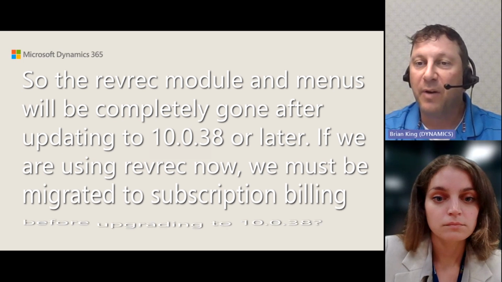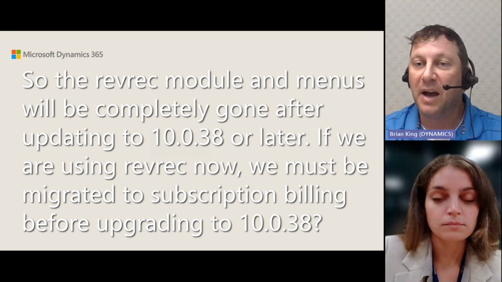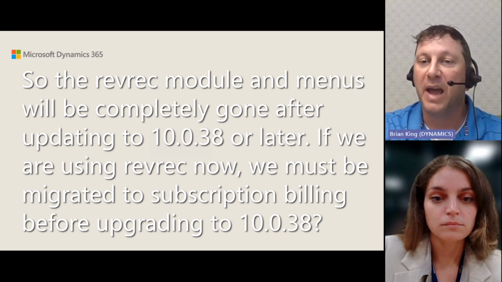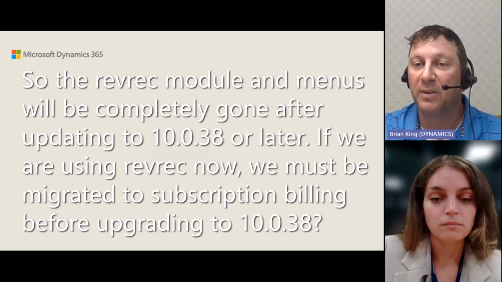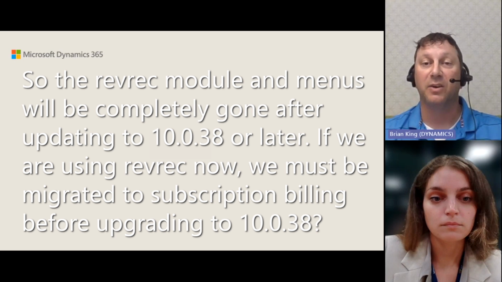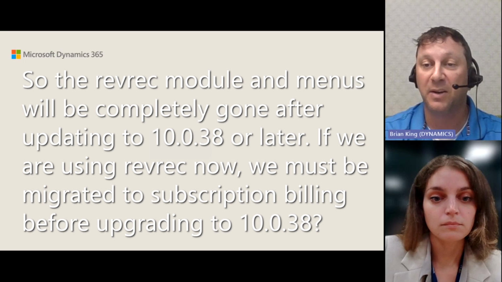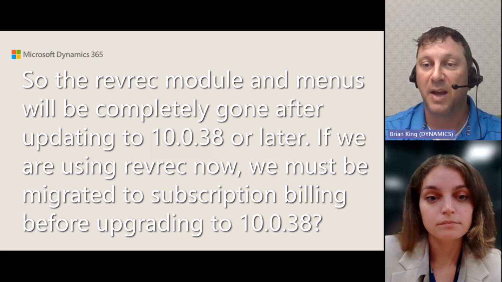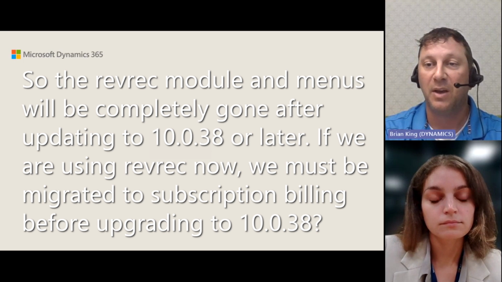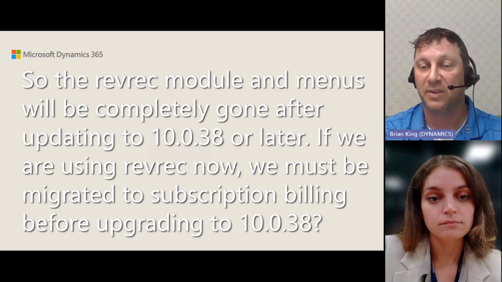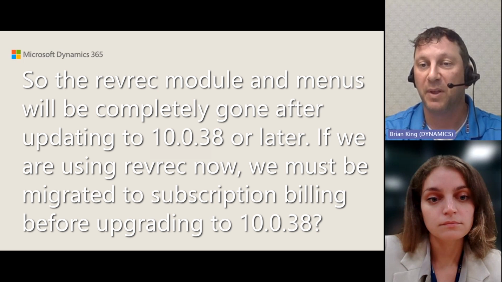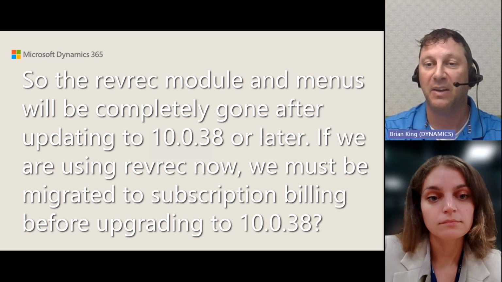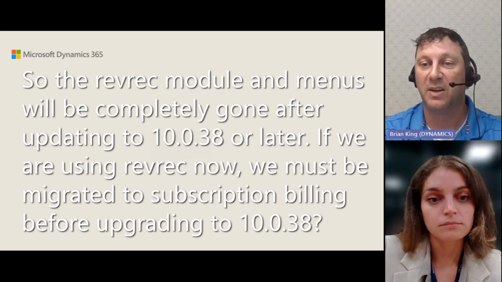And so the RevRec module and menus will be completely gone after updating to 10.0.38 or later. If we are using RevRec now, we must be migrated to subscription billing before upgrading to 10.0.38. Yes, that's the current plan. So originally it was going to be 10.0.36 due to some of the timeframes as far as the product bundle going GA and 10.0.36 and the features for project integration with subscription billing. We pushed that back, so we're looking at the January release, which is 10.0.38.